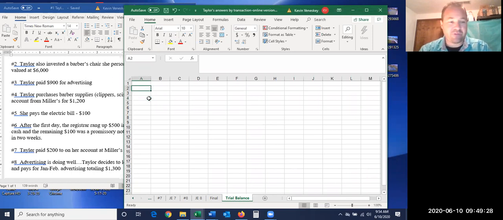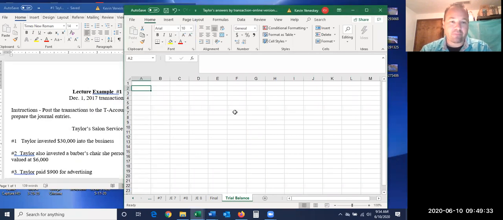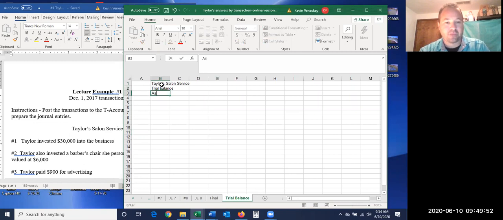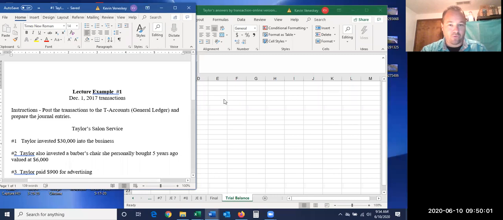So this is our last step in this problem, to make the trial balance. What I want to do is first make my proper title. This is called Taylor Salon Service, so I'm going to put that title up here, Taylor Salon Service. And then put what it is, trial balance. And then as of December 1, 2017. It's obviously a few years old, but that's fine.